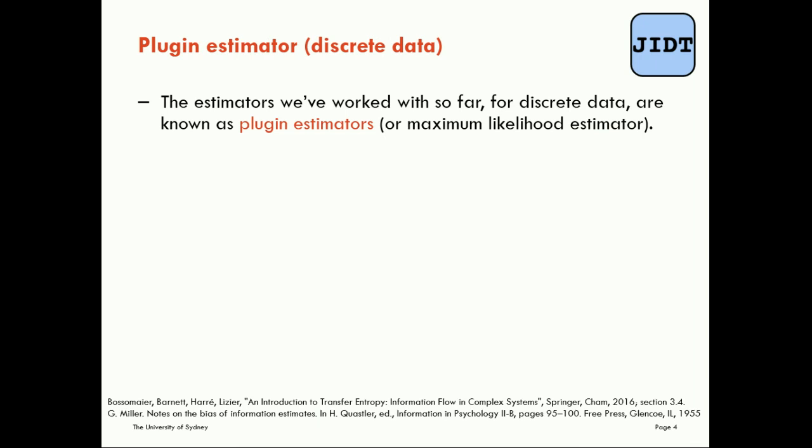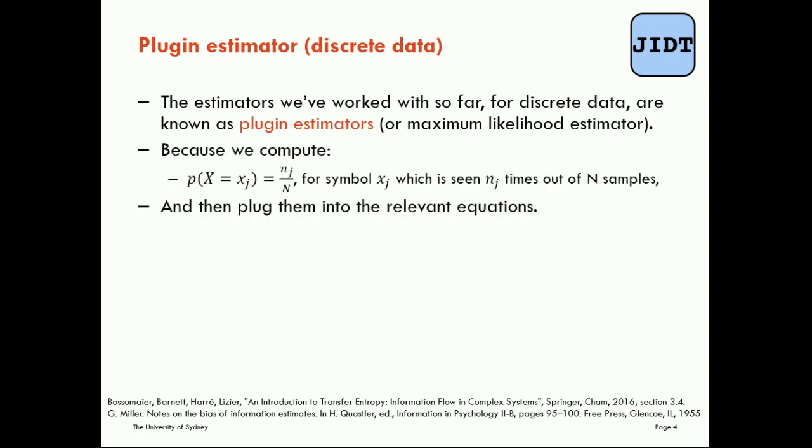So we've been looking at discrete data only so far, and the estimators that we've worked with are what are known as plug-in estimators, or maximum likelihood estimators. I'm not sure I've used that term, but that's what people refer to that kind of estimator as, because what we're doing is computing a probability effectively from a count. We count the number of times we see each symbol out of our N samples and compute that as the probability, and we plug those into the relevant equations for entropy or mutual information, etc.